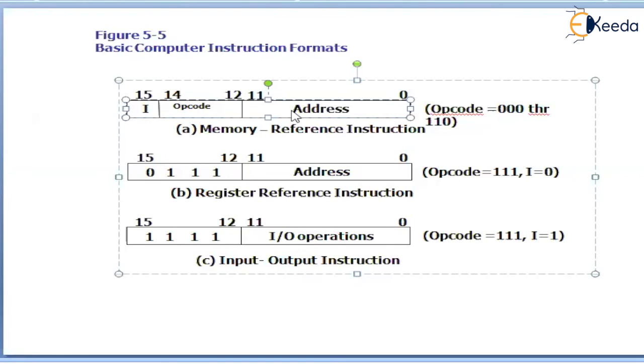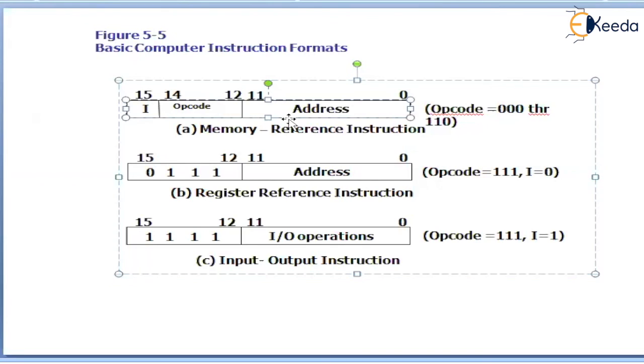What is this field and what is this field? This is a mode field, right? This first digit is a mode field, which will give you an addressing mode. If the mode digit is equal to 0, it will be the direct address. If the mode digit is equal to 1, it will be indirect address. The address of the operand can be either a direct address or an indirect address, right? Try to understand.